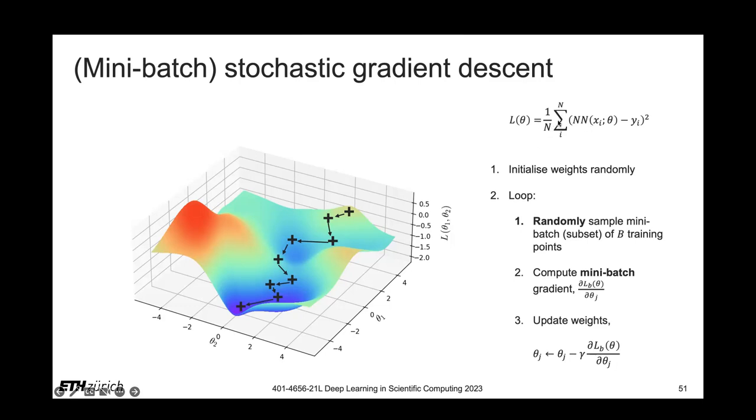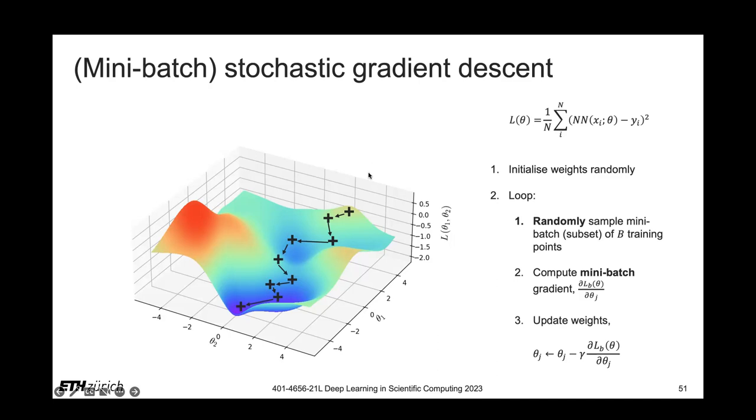So the compromise is just to take a small batch of images. We call it a mini batch of images, say 100 images out of our training data. And then we just evaluate the loss function instead on a subset, just B training points. Then we compute the gradient with that, and we use that in gradient descent. And so that's what we call mini batch stochastic gradient descent.